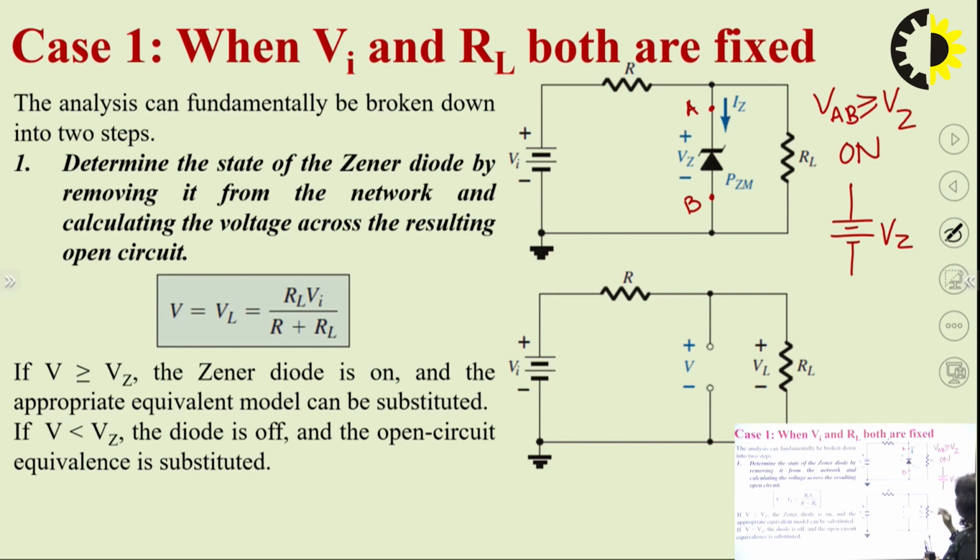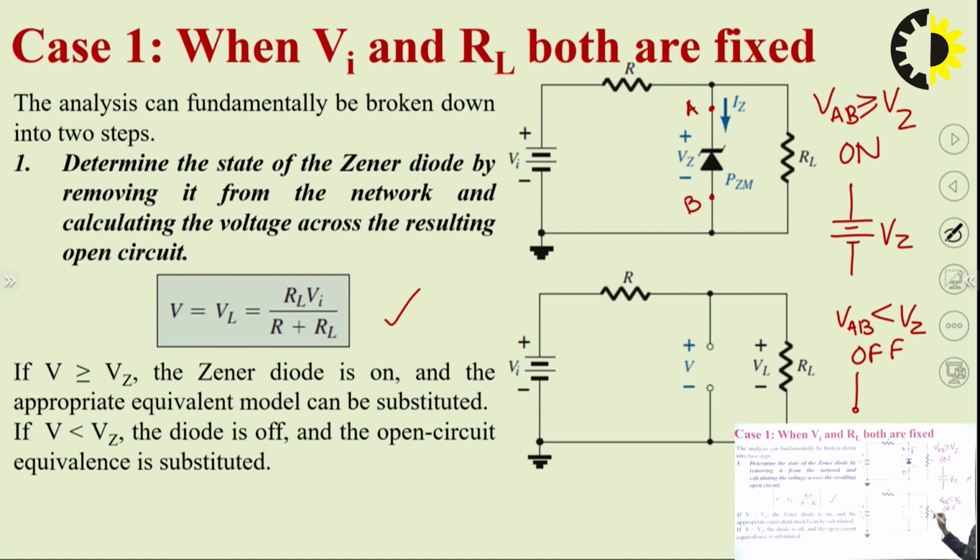But in case this VAB is less than Vz, then the Zener diode will be in the off state and it will be an open circuit. So this is how, first of all, we need to find out whether VAB is greater than or equal to Vz.